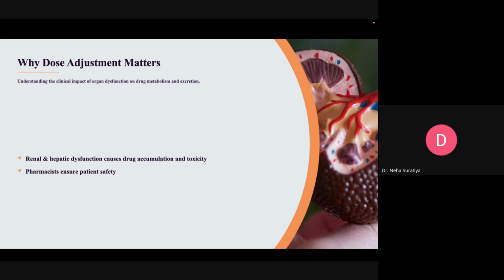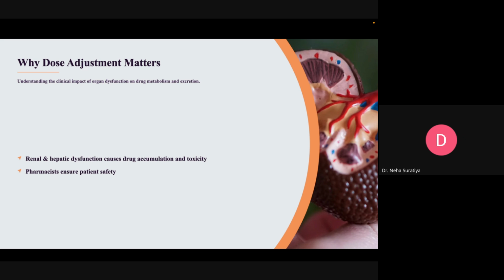But if the renal function is poor or hepatic dysfunction is there, the previous dose will already be in the body, and you are administering the second dose, so it will lead to toxicity. Plasma concentration will increase more than expected values, and it can lead directly to toxicity. So these things are very dangerous. So you need to understand.